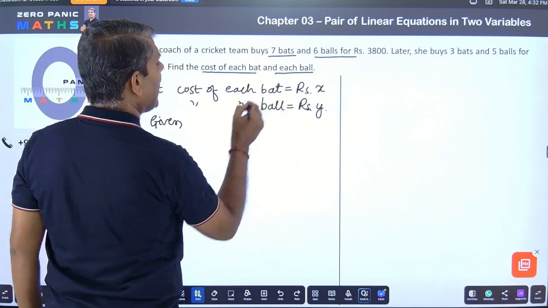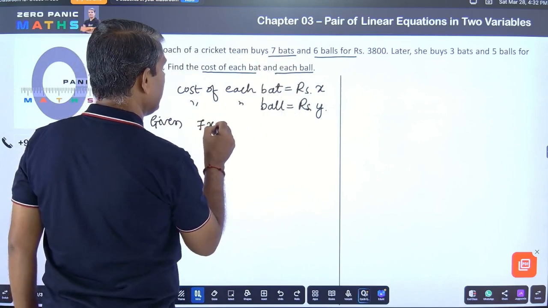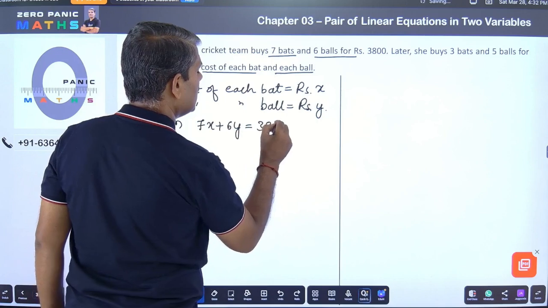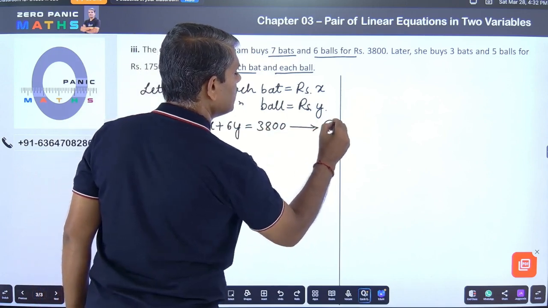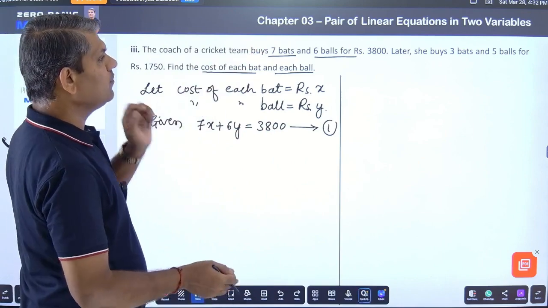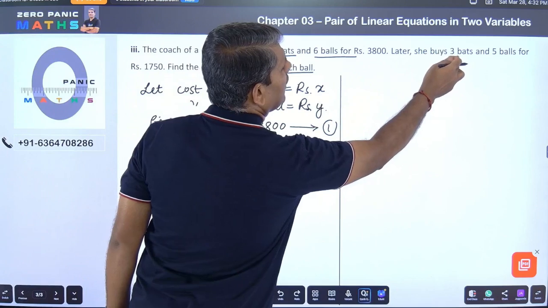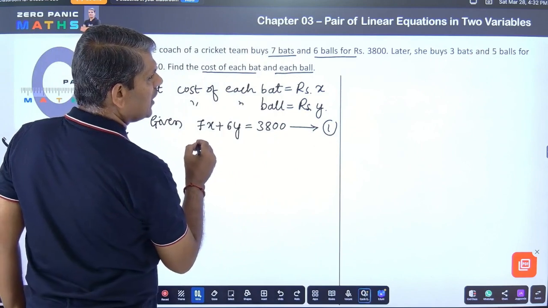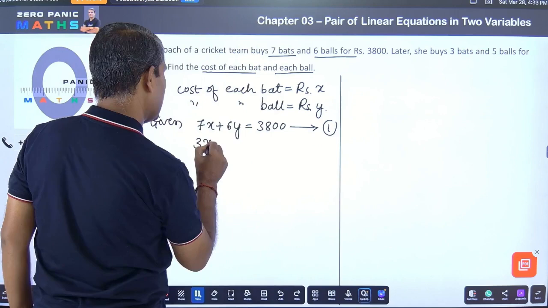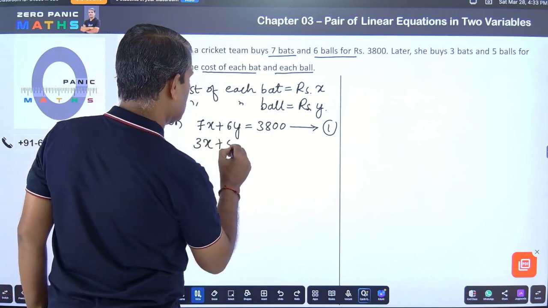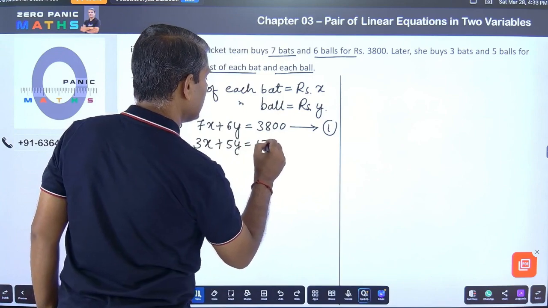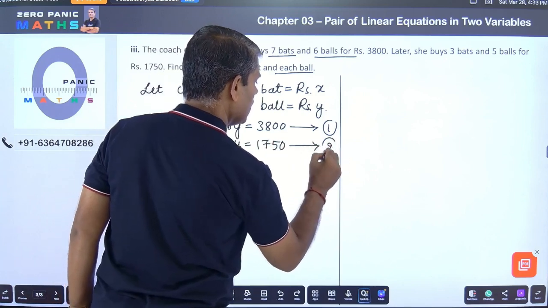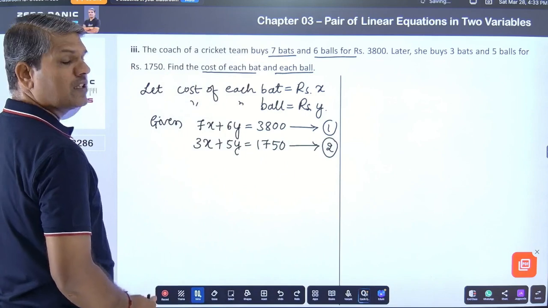I can simply write the given as 7 bats, that is 7x, plus 6 balls, that is 6y, is 3800, which is equation 1. See how simple it is to represent the given problem as an equation. Later, 3 bats plus 5 balls for 1750, that is 3x plus 5y is 1750, that is equation 2. We need to solve this by the substitution method.